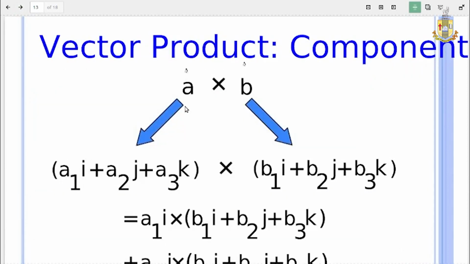Let us move to the cross product in terms of vector components. I am going to take A vector and B vector, the two vectors, and cross these two vectors.